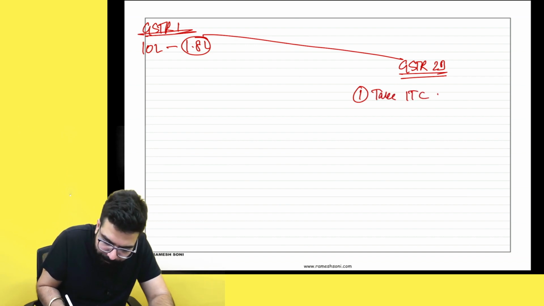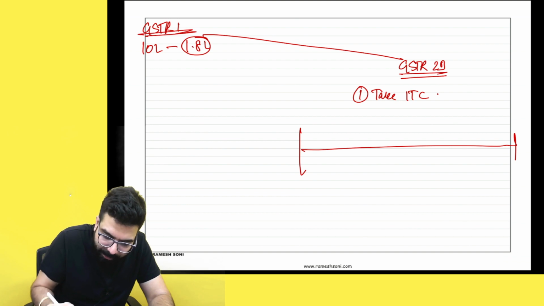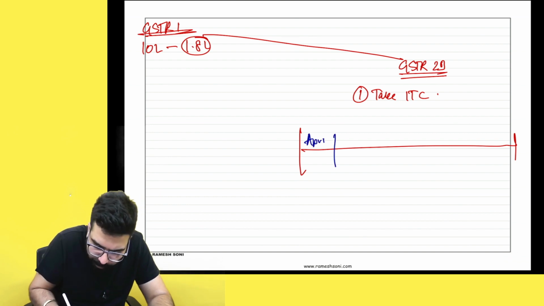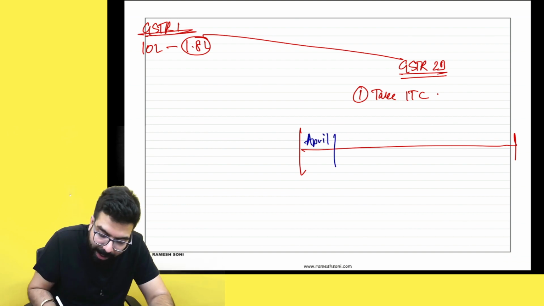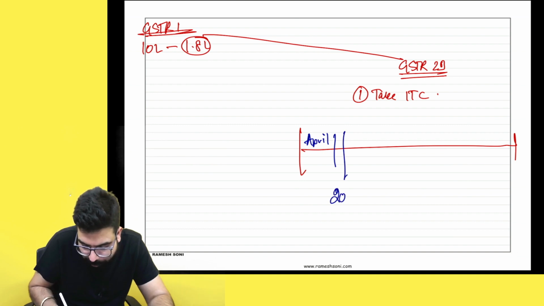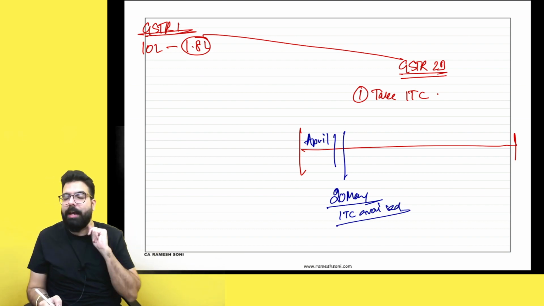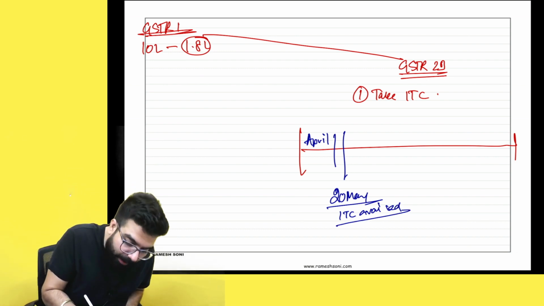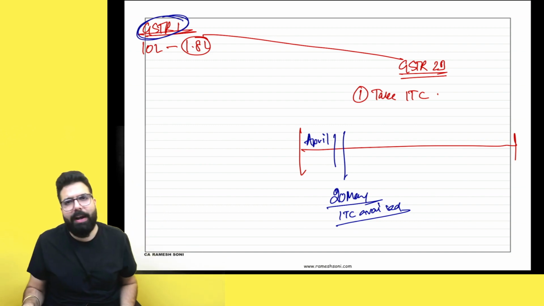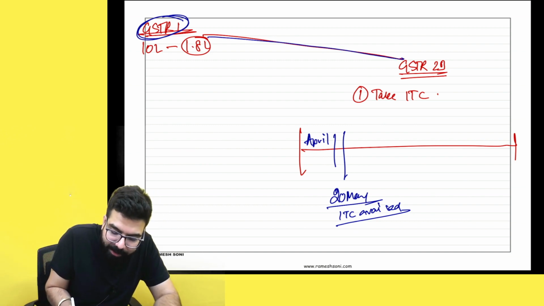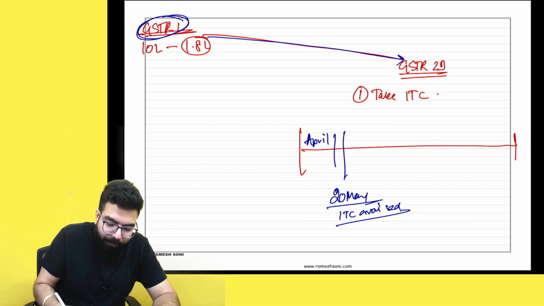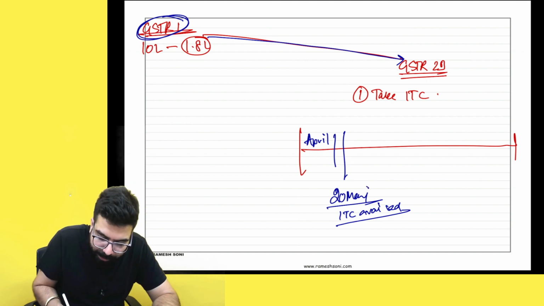For example, this invoice relates to the month of April. It came in your GSTR 2B and you took the ITC on 20th May. ITC availed. Now listen very carefully. Suppose the supplier filed GSTR1, it came in your GSTR 2B, and when you filed your GSTR 3B, you took the credit.